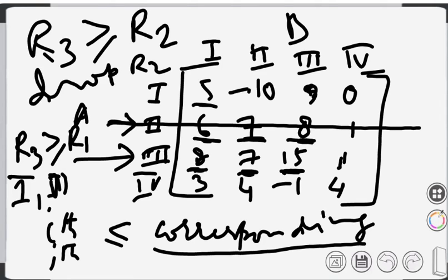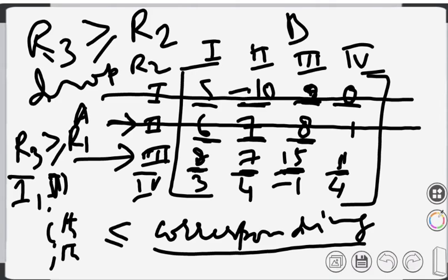5 is compared to 8, minus 10 is compared to 7, 9 is compared to 15, 0 is compared to 1. So that means here R3 is also greater than R1. R1 can be dropped. So drop R1.